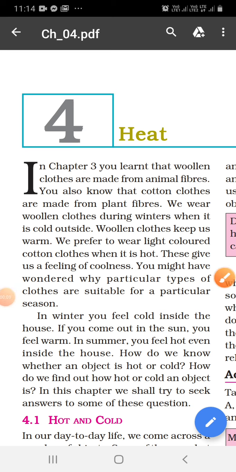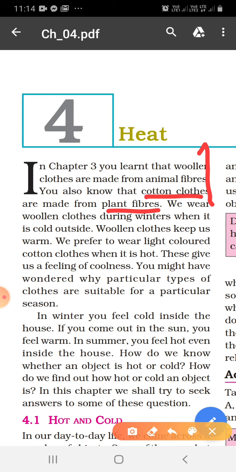Good morning, students. In lesson 3, we have discussed that we get woolen clothes from animal fiber. We also know that we get cotton clothes from plant fiber. We wear woolen clothes during winter season when there is cold outside, and woolen clothes give us warmth. And we wear cotton clothes during hot season, that is summer season, and it gives us a feeling of coolness.